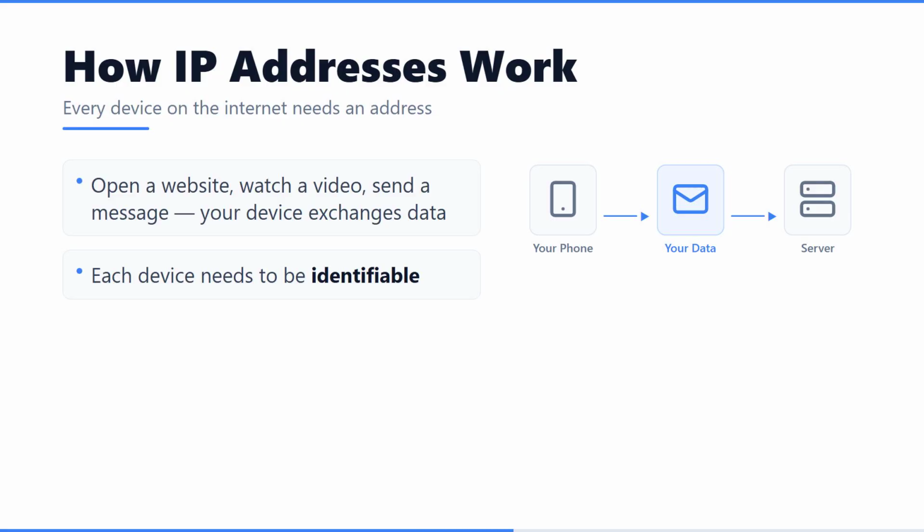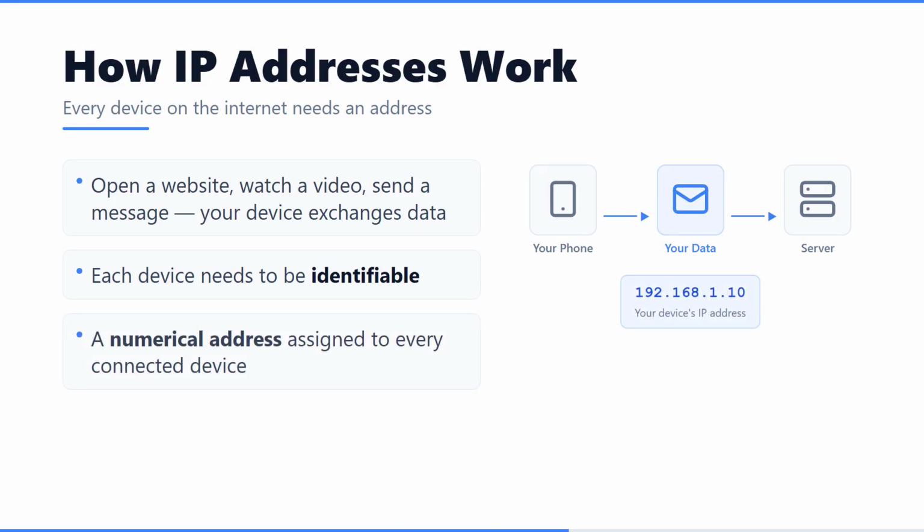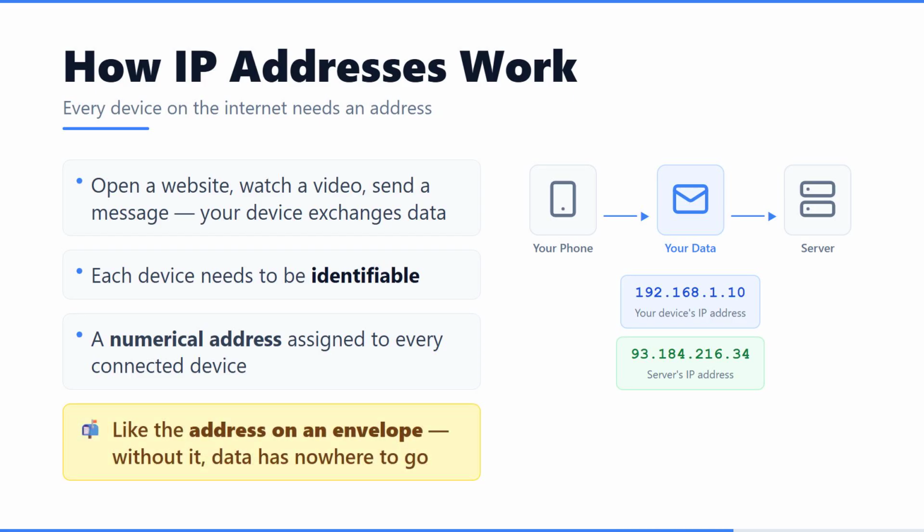An IP address is a numerical address assigned to a device connected to a network. Its purpose is to identify the device and allow data to be sent to the correct destination. In simple terms, if the internet is compared to a postal system, the IP address is the address written on the envelope. Without it, the data would not know where to go.